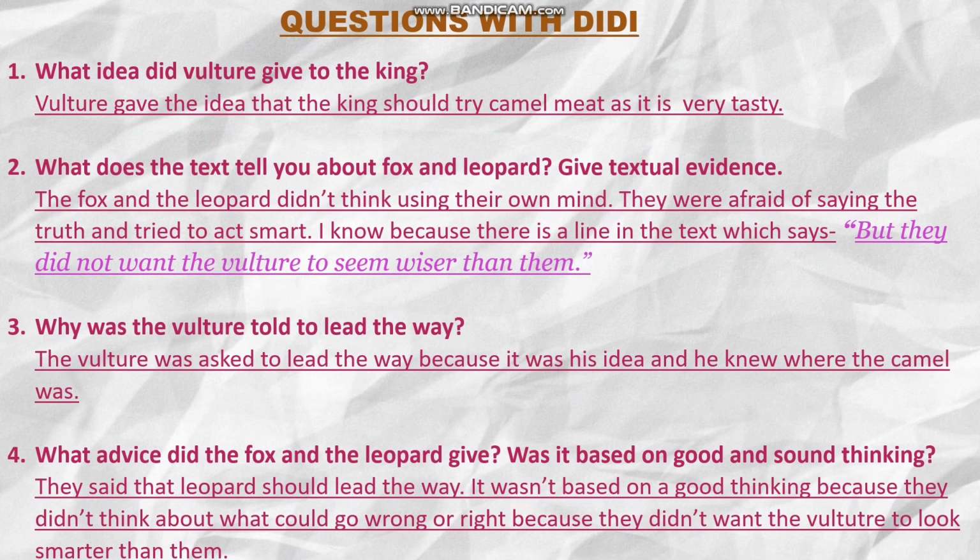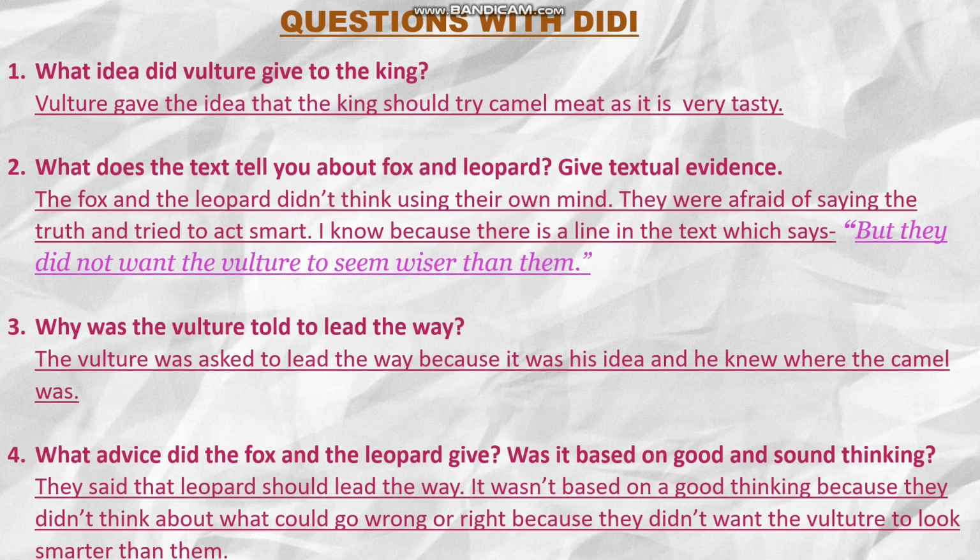Okay? Great. Why was the vulture told to lead the way? The vulture was asked to lead the way because it was his idea and he knew where the camel was. Simple. Last question. What advice did the fox and the leopard give? Was it based on good and sound thinking? Now they are asking what advice they gave. When king looked at fox and leopard, what advice did they give? Was it based on a sound and good thinking? Meaning, did they give that advice after thinking a lot?